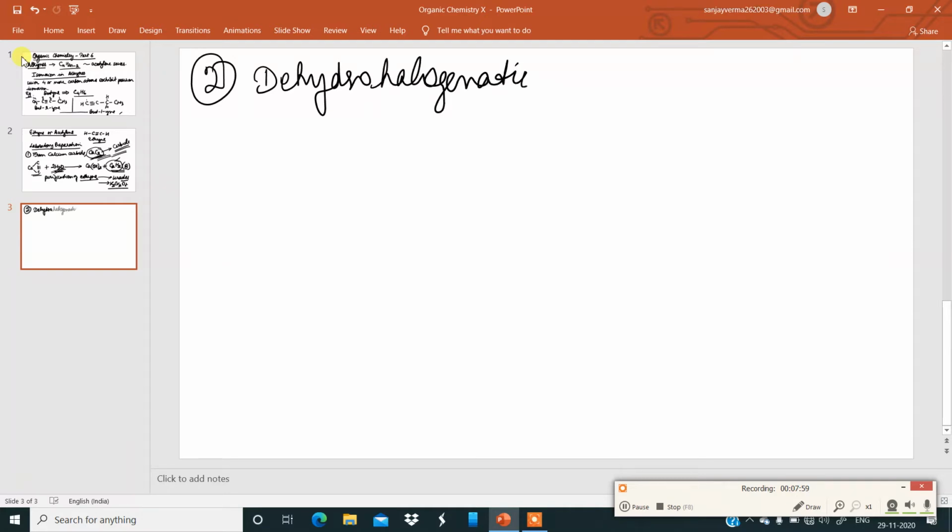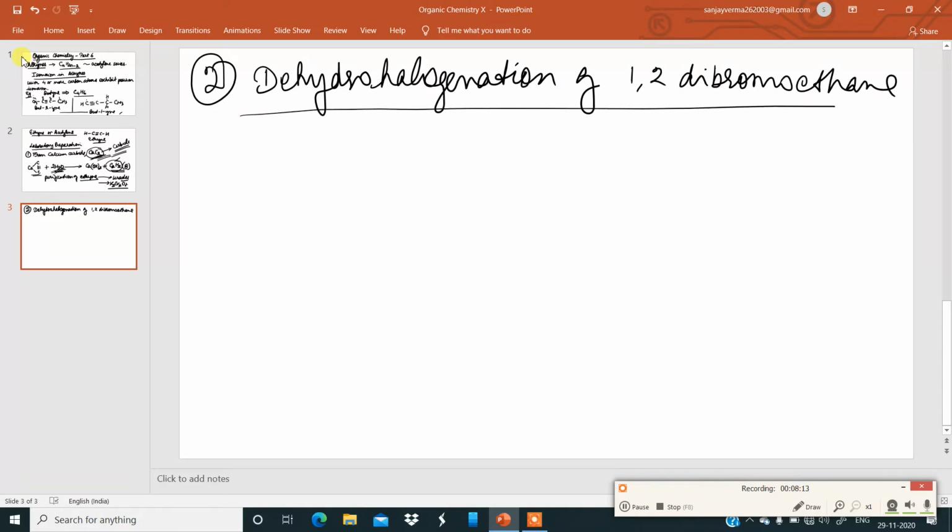Dehydrohalogenation of 1,2-dibromoethane. So we can prepare ethyne gas by the dehydrohalogenation of 1,2-dibromoethane. The reaction is important over here.